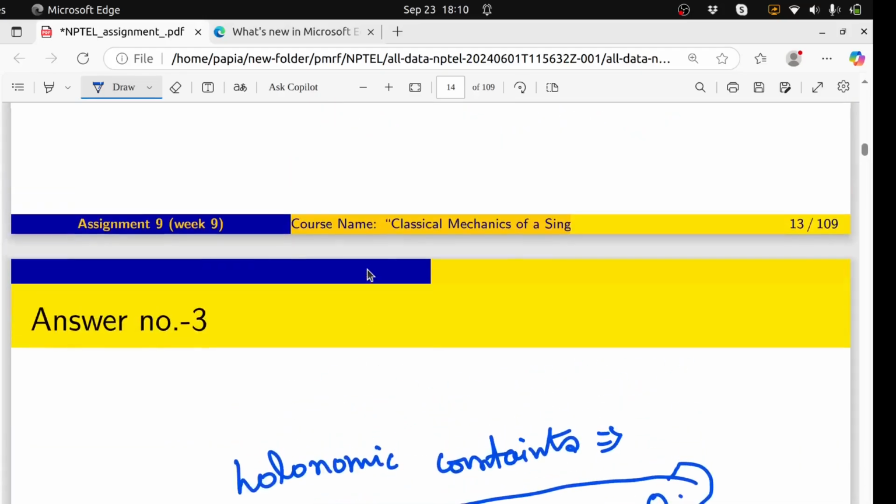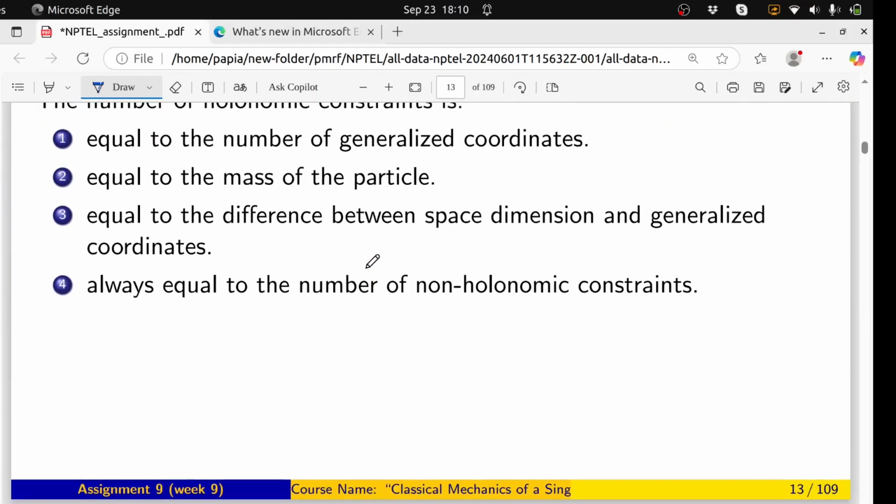So now let us go for the options. Equal to the number of generalized coordinates, no, this is not correct. Equal to the mass of the particle, that is also not correct. Equal to the difference between space dimension and generalized coordinates, that is correct. Always equal to the number of non-holonomic constraints, that is also not correct.